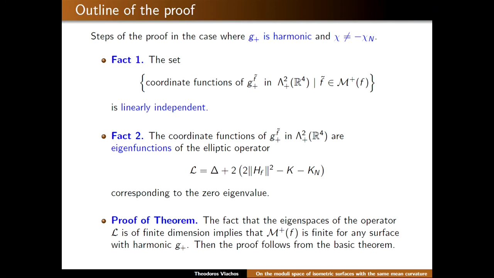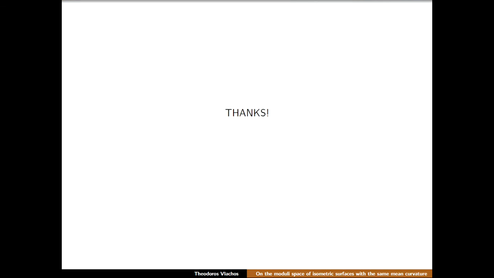What does this mean? This means that if you have a surface that satisfies this assumption and also the property that the G plus component is harmonic, then this part of the moduli space is always finite. Then using the basic theorem, we are able to prove that the moduli space itself is finite. So that's all I wanted to say. Thank you very much for your attention.